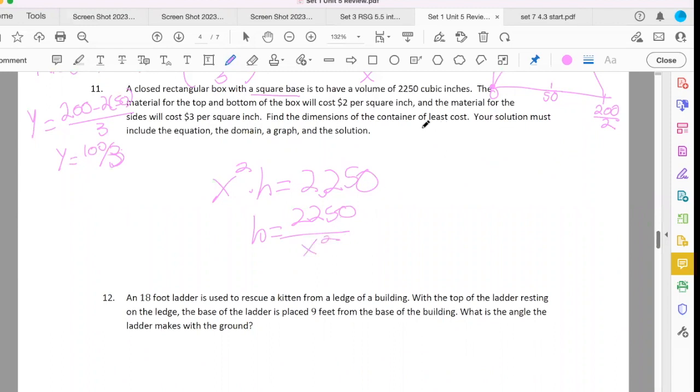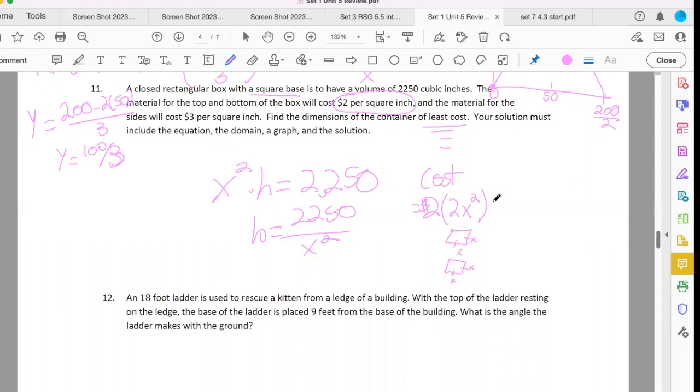And then you need to make a cost equation. This is a huge thing. This is not making surface area. So let's break this down. You know that it's $2 per square inch for the top and bottom. So it's $2 for those two bases of x squared. So think of this as like the top and also the bottom, because again, these are congruent sides. So that's why I can get away with saying this is x, this is x, this is x, this is x.